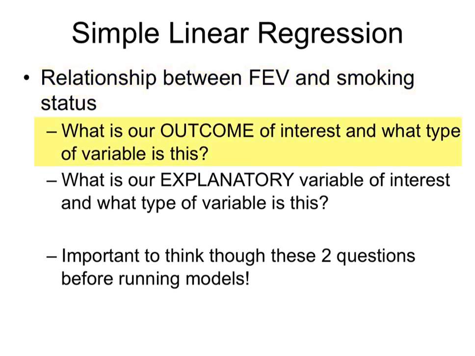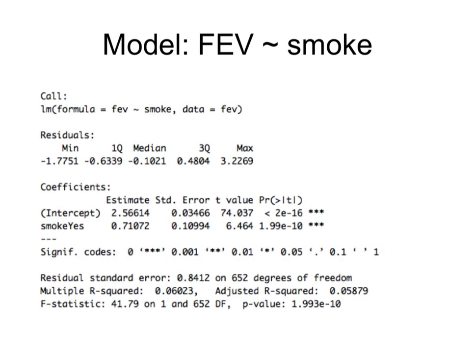Our outcome of interest is FEV, which is a continuous variable, and our explanatory variable of interest is smoking status, which is a categorical variable. It's important to think this through to make sure simple linear regression is appropriate, or if we should be using another form of analysis like logistic or Poisson regression. But because our outcome is continuous, linear regression is appropriate here. So we fit a simple linear regression model in R and get a summary of the model.